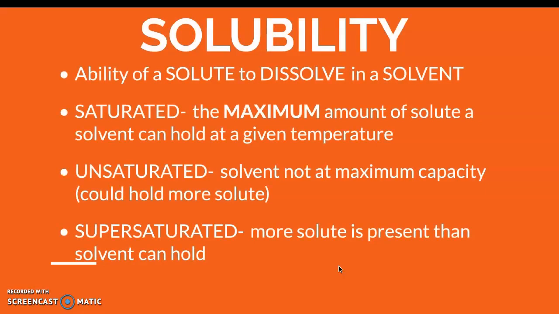Solubility in chemistry terms is the ability of a solute to dissolve in a solvent. Once again, it's the ability of a solute to dissolve in a solvent. Saturated is the maximum amount of solute a solvent can hold at any given temperature. Unsaturated, the solvent is not at maximum capacity and can hold more solute. Supersaturated, more solute is present than the solvent can hold, so you may see a precipitate at the bottom.